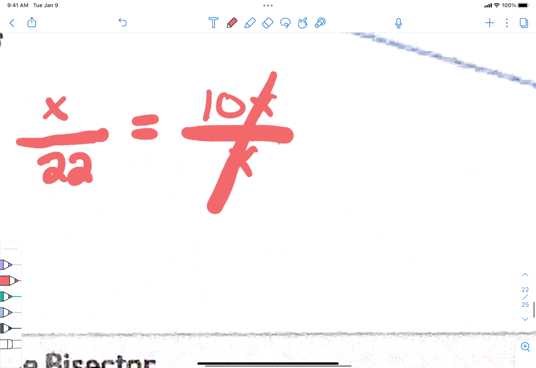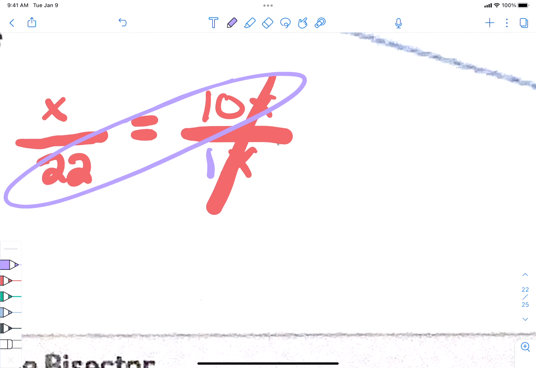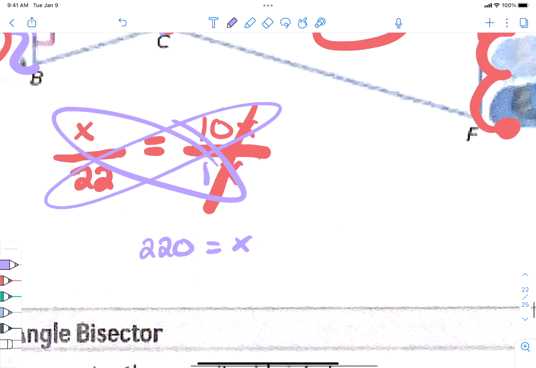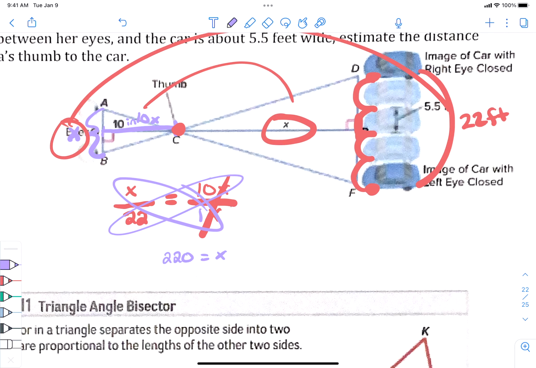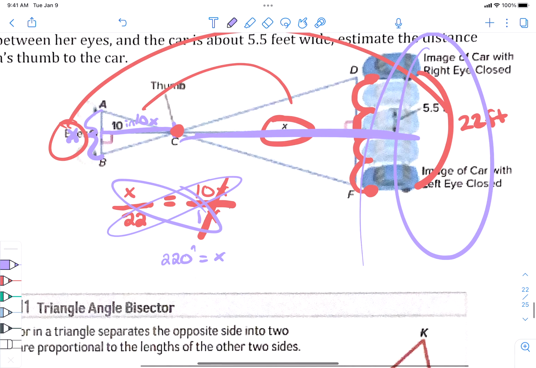So what number's on the bottom? 1, okay? I was just going to ask if you could do that. You can totally do that. So 22 times 10 is 220 equals 1 times X, or X. X is 220, which should make sense, right? If the distance from here to here is 10 times the distance from here to here, and the distance from here to here is 22, then this should be 10 times that, so 220. 220 feet is roughly how far her thumb is from the cars.